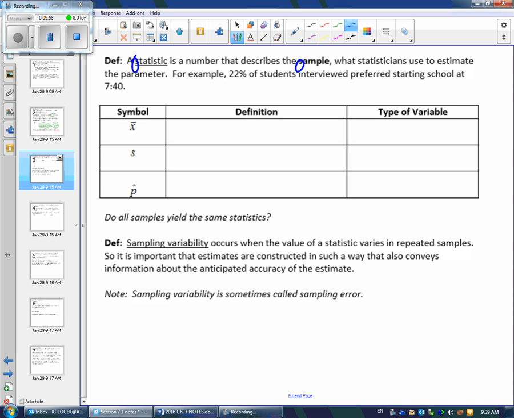So, symbol x-bar, X with a bar over it. I usually call it X bar, and that's how many other people would refer to it. That is the mean of the sample. Type of variable, whenever we talk about averages again, yep, it has to be quantitative.